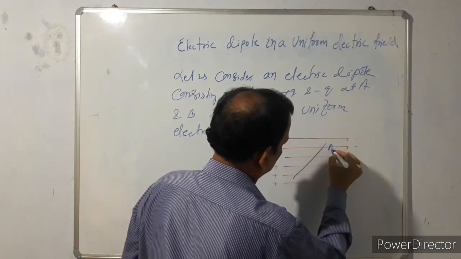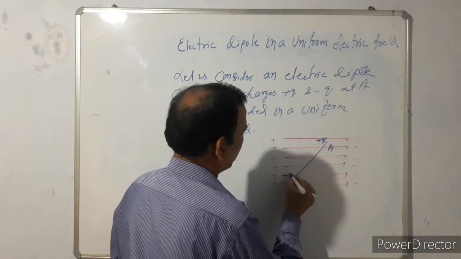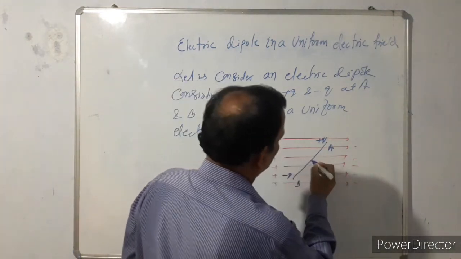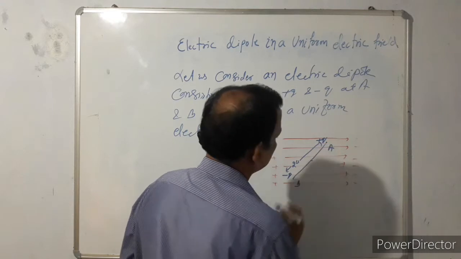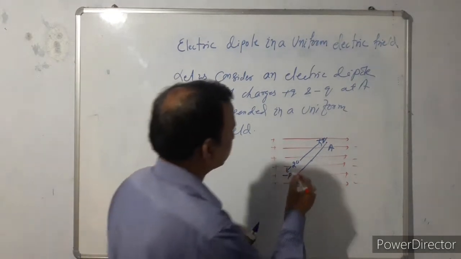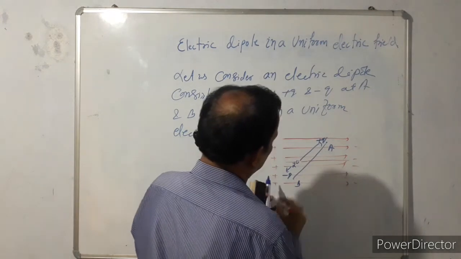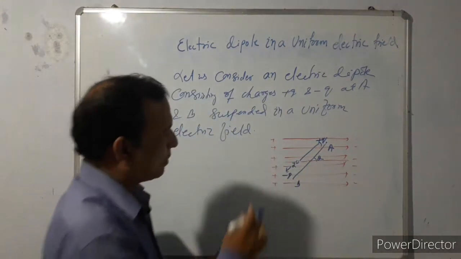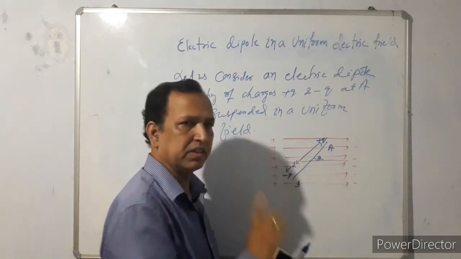That is AB. Plus q is at A, minus q is at B. Clear? So the dipole length is 2A. The angle is theta. Now that means this dipole is inclined with the lines of force at an angle theta.